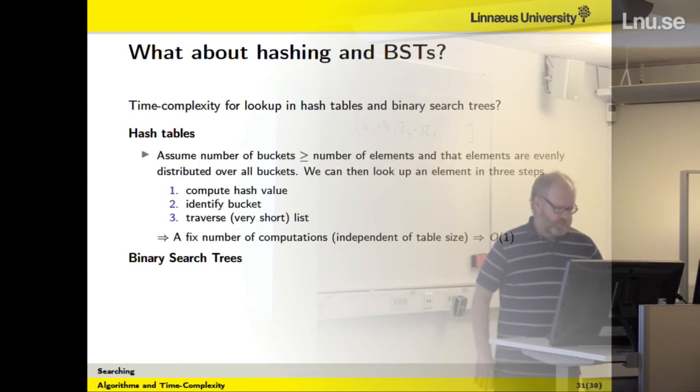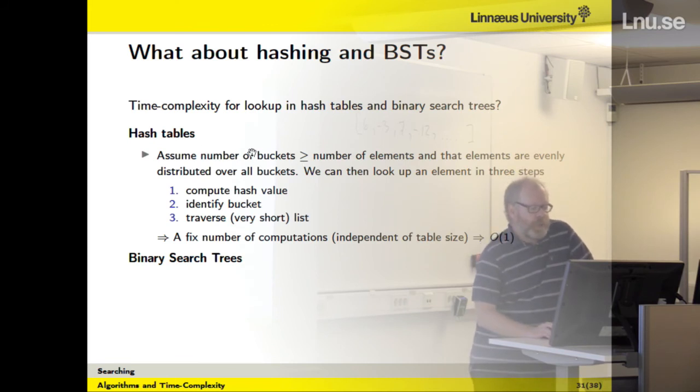Well, assume that the number of buckets is larger than or equal to the number of elements that we have stored, and that the elements are evenly distributed over all buckets. We can then look up an element in 3 steps. We compute a hash value, we identify which bucket to use, and then we traverse a very short list. This is a fixed time, this is a fixed time, and if it's evenly distributed and these other conditions hold, this list should be of average length 1 actually. So we are looking up things in fixed time here.